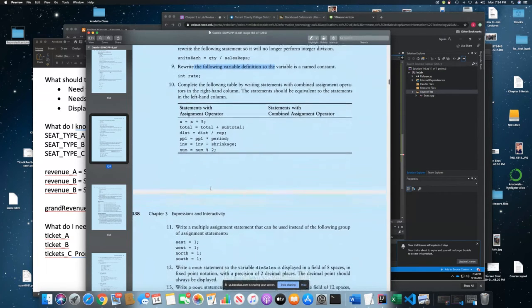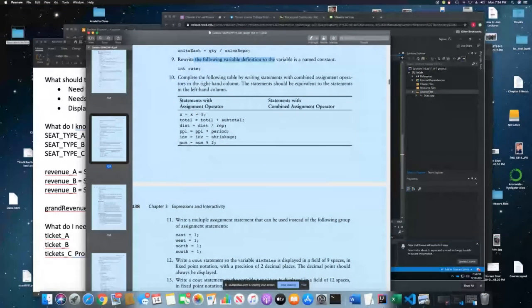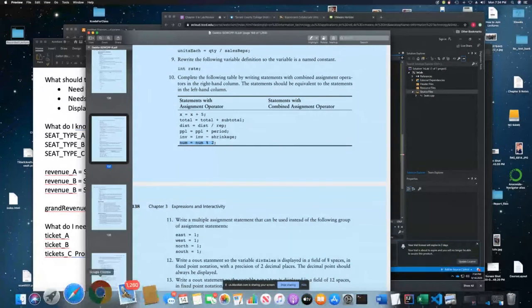Let's just do one of these. Take this last one right here, num modulus 2, and type it in shorthand notation.